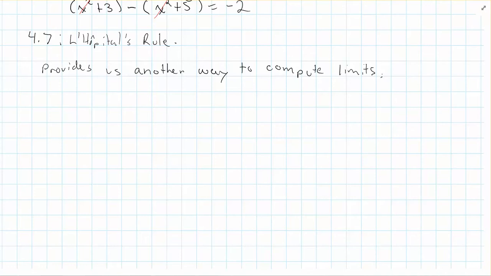Now, before we get into this, I want to remind you that we're going to have a quiz on Wednesday. The quiz on Wednesday is going to cover sections 4.4 and 4.5.